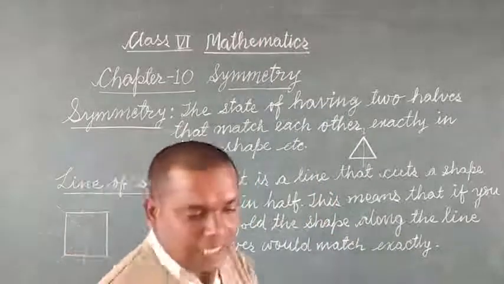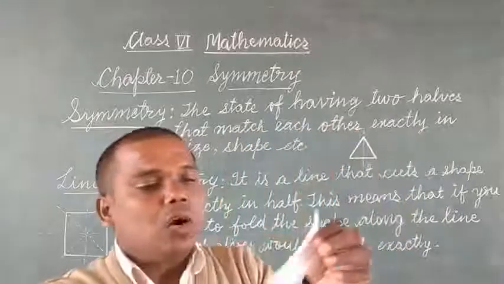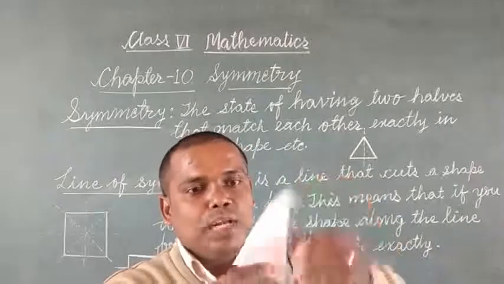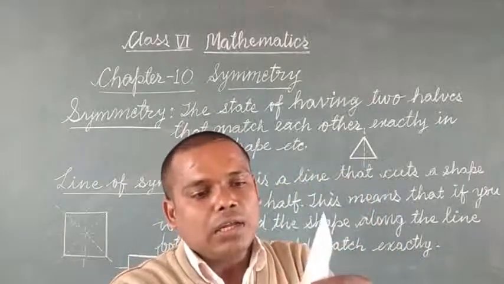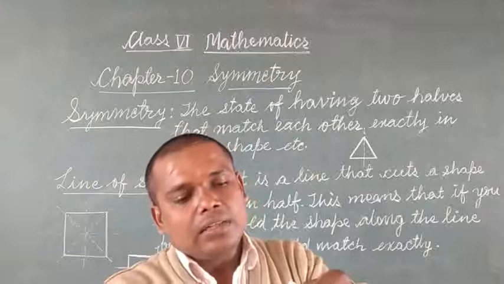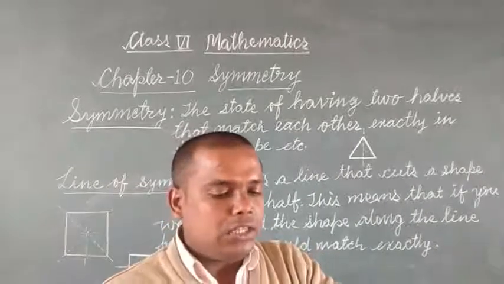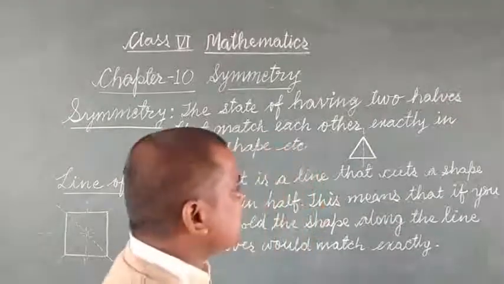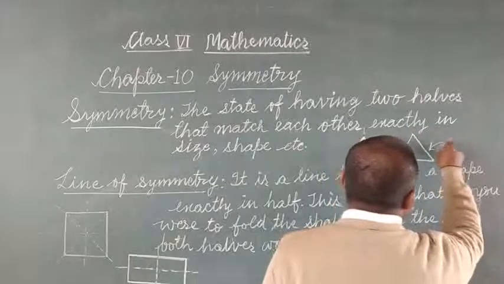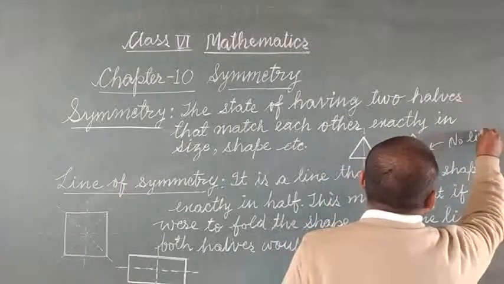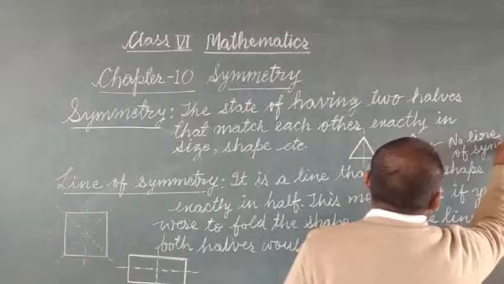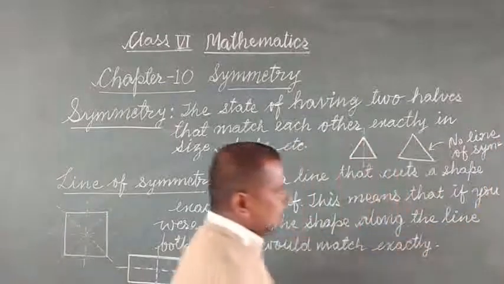In the case of a scalene triangle, you can see here, all the sides are different, having different lengths. So if you are going to fold, there is no line of symmetry. From this side there is no line of symmetry, and from this side also there is no line of symmetry. So in the case of a scalene triangle, a triangle having different sides, there is no line of symmetry.